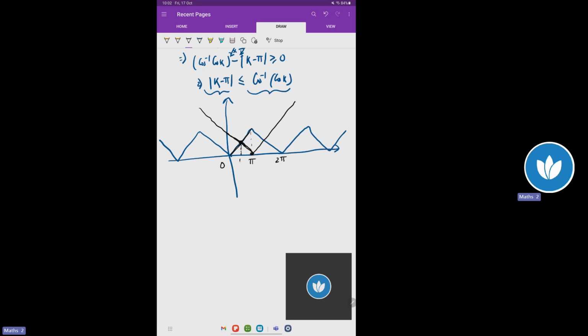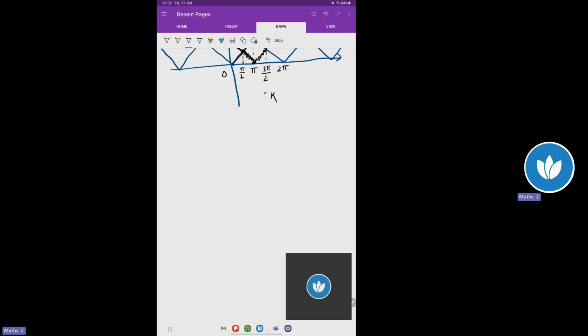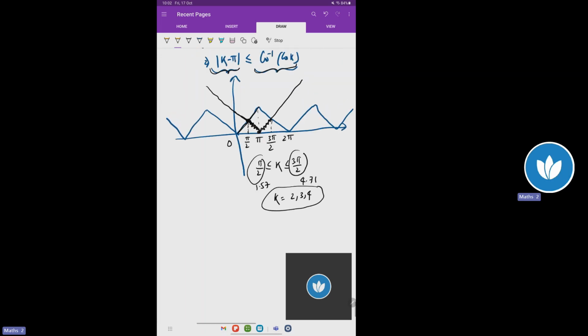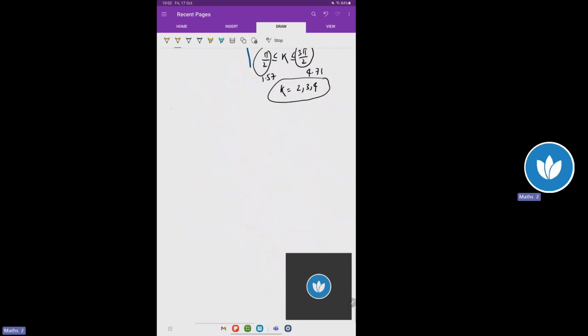If you solve these two, this is pi by 2 and this is 3 pi by 2. And I want this curve to be below this curve, which is only possible in this range. So obviously k should range from pi by 2 to 3 pi by 2. So what are the integral values of k in this range? This is 1.57 and this is 4.71, so k values are 2, 3, 4. So these are your possible values of k. So this is question number 29.